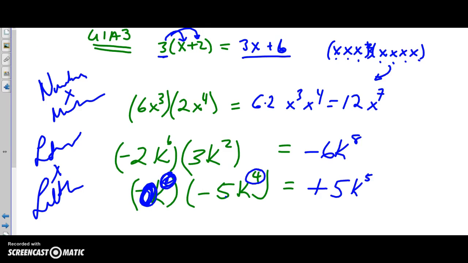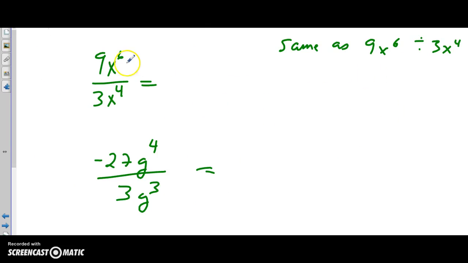Okay, let's move on to division. This here is 9x to the 6 over 3x to the 4. That's the same as saying 9x to the 6 divided by 3x to the 4. It's nicer, I think, when you look at it as a fraction. At least it makes more sense for me. And actually, tell you the truth, when you do a lot of grade 9 and grade 10 and mostly grade 11 dividing and multiplying, you'll treat them like this as opposed to like this.